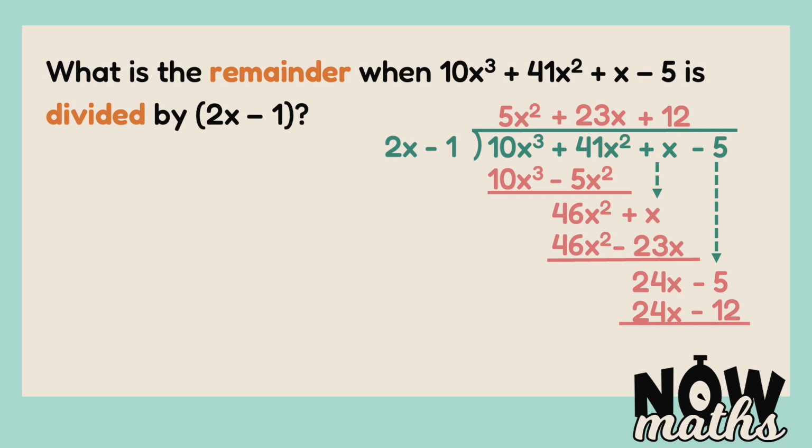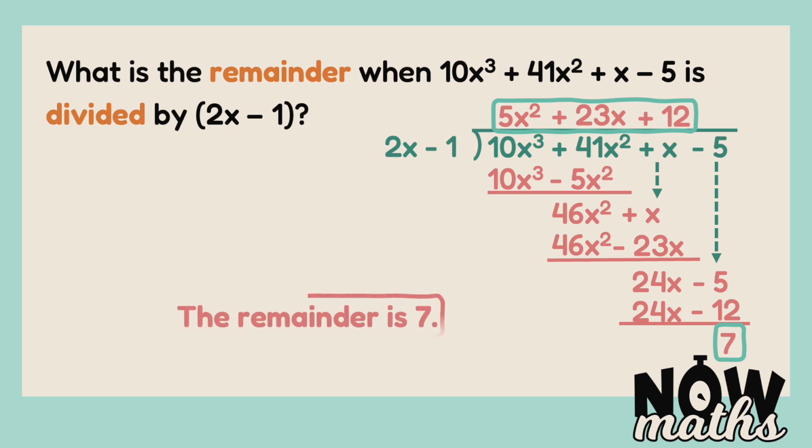Now we subtract, we can see that the 24x term will cancel, and we have negative 5 subtract negative 12, which is the same as negative 5 add 12, which gives us positive 7 as the remainder. Since there are no terms left in the cubic, we've completed the division, and this time our quotient is 5x squared add 23x add 12, and our remainder is 7. And since the question asks for the remainder, our answer is that the remainder is 7.